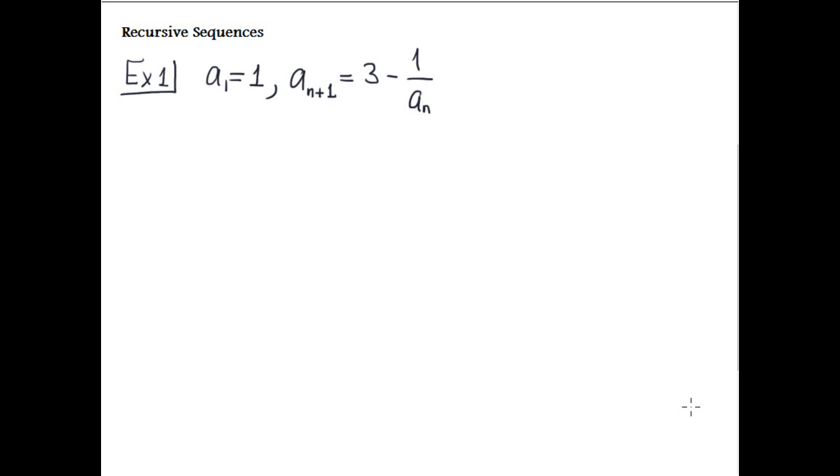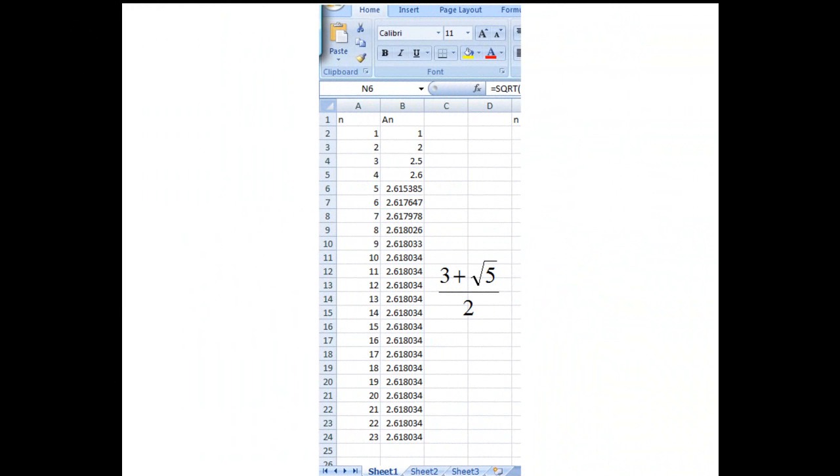Therefore, I use a spreadsheet, Excel. Okay, I type in 1, 2, 3, 4, 5, the natural numbers. I type in the equation. The equation is this equation. This equation is 3 minus 1 over a sub n, and in this case it converges super fast. You can see that the sequence is bounded and also it's monotonic, and the answer is this value.